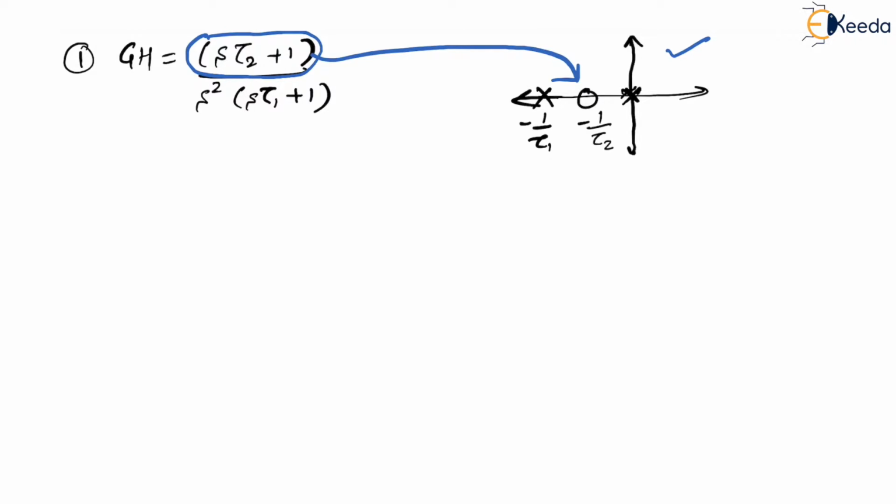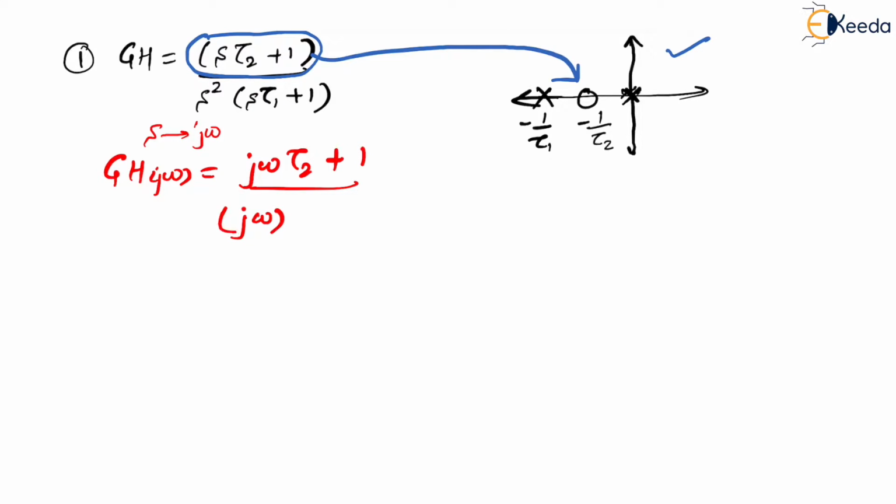Now, the first step, or the zeroth step, is what? To replace s by j omega. So if we replace s by j omega, we get G H of j omega equal to (j omega tau 2 plus 1) upon (j omega squared into (j omega tau 1 plus 1)). Is that correct? Yes. Now if we simplify it further, it becomes j omega tau 2 plus 1 divided by, if you see, this (j omega) squared.